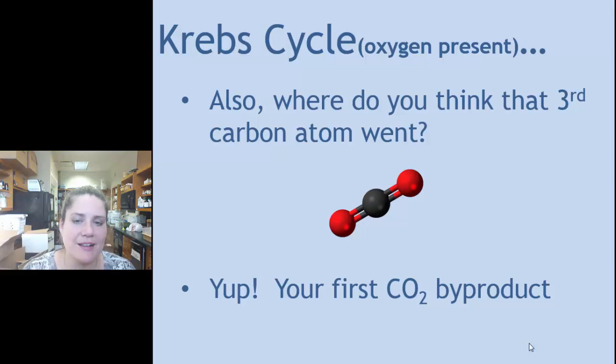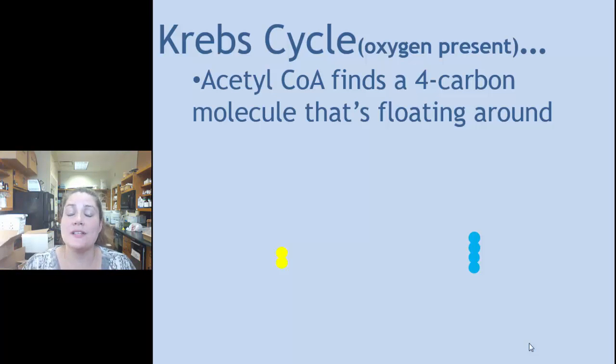Yes, carbon dioxide is going to get formed, and that's going to be your first carbon dioxide byproduct. Okay, so acetyl coenzyme A, remember, is that 2-carbon molecule. That acetyl-CoA is going to go and find this 4-carbon molecule that's floating around. You don't need to know what it's called or anything like that, but it's going to find this 4-carbon molecule that's already floating around.